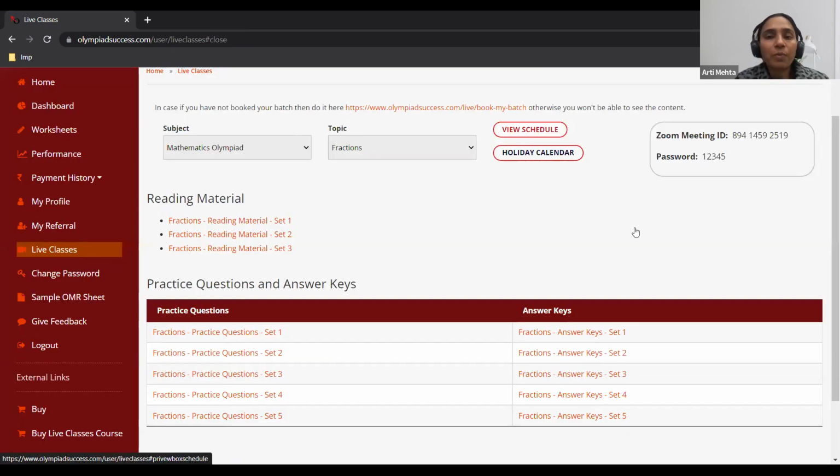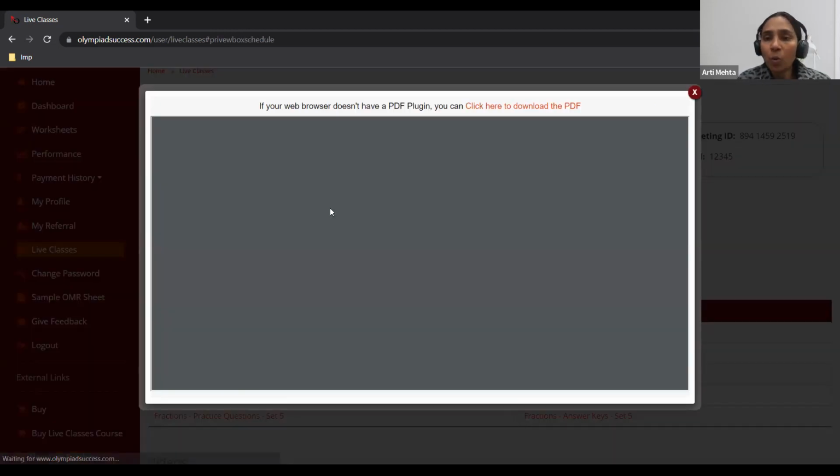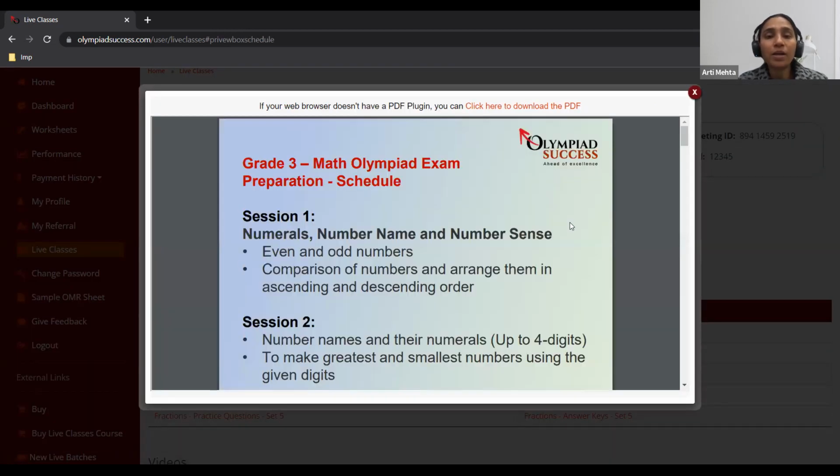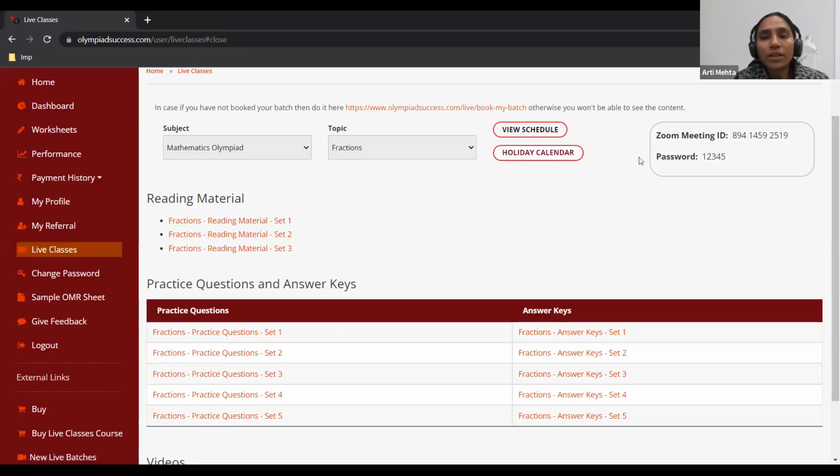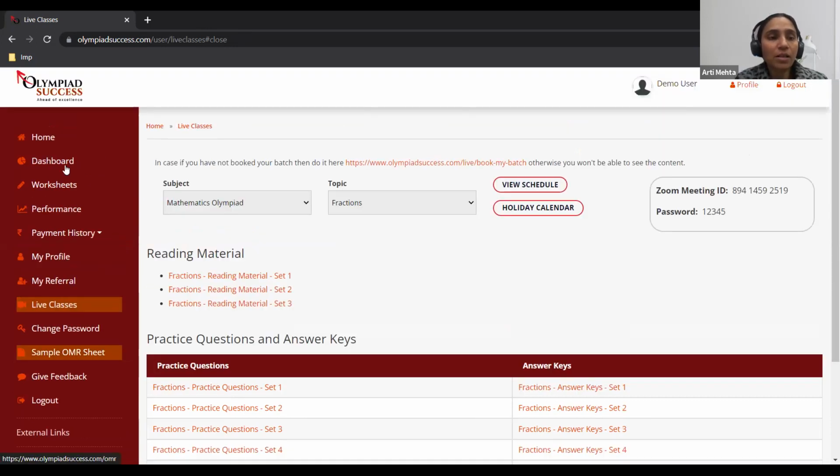Then we have the schedule part. If you click on the schedule button, a PDF will open up wherein the entire schedule would be provided. In this we would be giving you what we would be taking up in each of these sessions, like session 1, session 2, session 3, and so on. The holiday calendar displays the list of days on which the classes will not be conducted, and finally the Zoom meeting ID and password. This is the ID and password which you would be using, not this one, but for you a different ID would be displayed with which you can log into these classes.